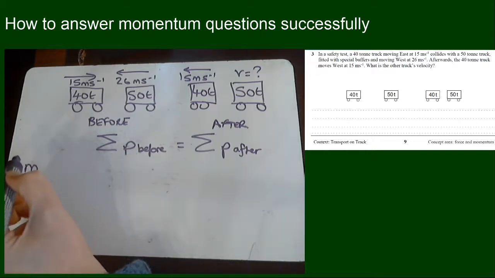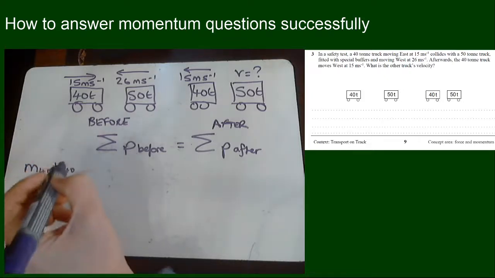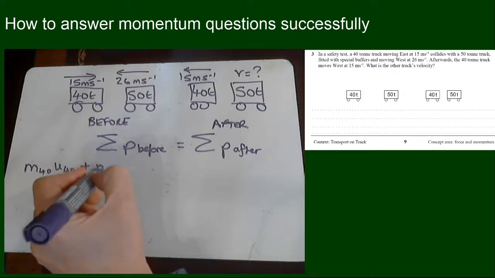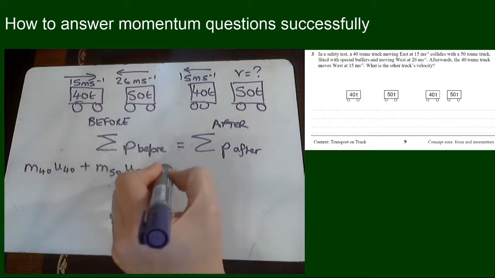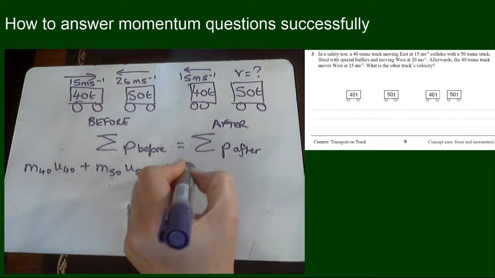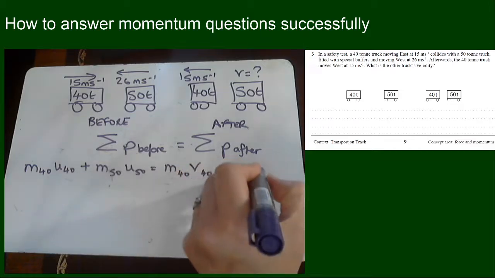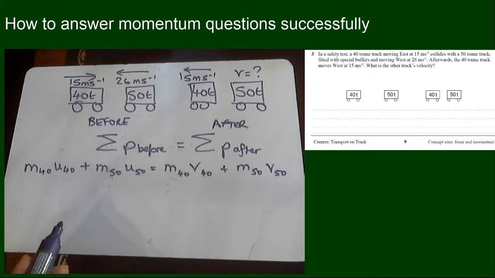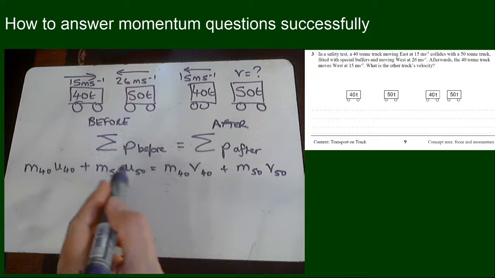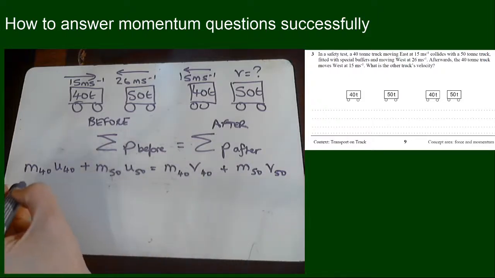So we've got the mass of the 40-ton truck times the initial speed of the 40-ton truck, plus the mass of the 50-ton truck times the initial speed of the 50-ton truck, is going to be equal to the mass of the 40-ton and the final velocity of the 40-ton, plus the mass of the 50-ton times the velocity of the 50-ton truck. Notice I'm using my u's and v's, u for initial velocity, v for final velocity. Now we put our numbers in.